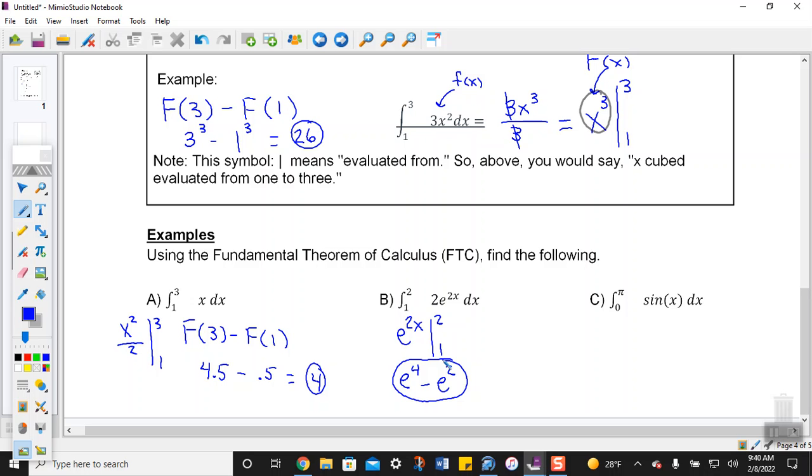Can anybody think of a function? What's the derivative of sine? Remember it? Derivative of sine was cosine. What was the derivative of cosine? Negative sine. So how would I figure out how to get to a derivative of positive sine x? If the derivative of cosine is negative sine, then you'd have to take the derivative of negative cosine to get to what? Sine. Okay, so what's the antiderivative of sine x? Negative cosine.